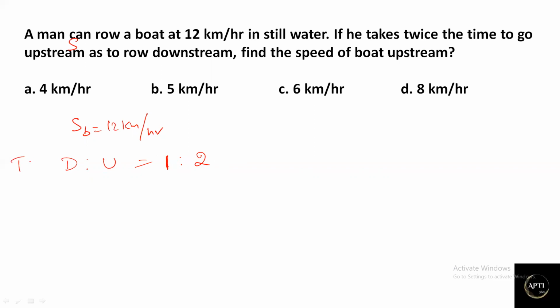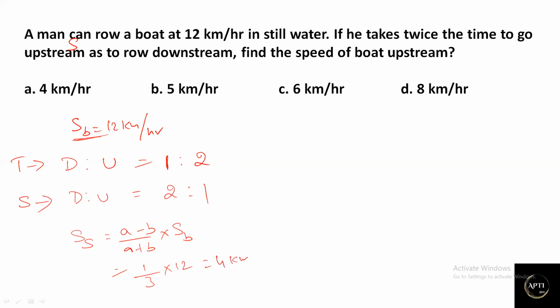If the timings are in the ratio 1 is to 2, the speeds of downstream and upstream will be in the ratio 2 is to 1. Now they have given the speed of the boat, and we need to find the speed of the stream. How can we find it? (A minus B) divided by (A plus B) into the speed of the boat. Here A and B are 2 and 1. 2 minus 1 is 1, 2 plus 1 is 3, into 12, which is equal to 4 kilometers per hour. The speed of the stream is 4 kilometers per hour.